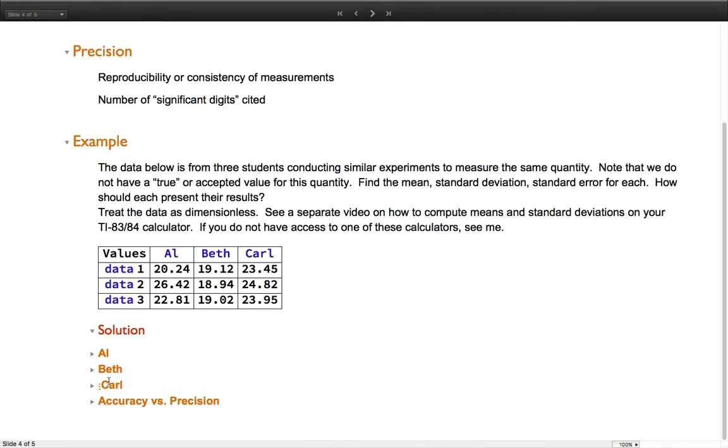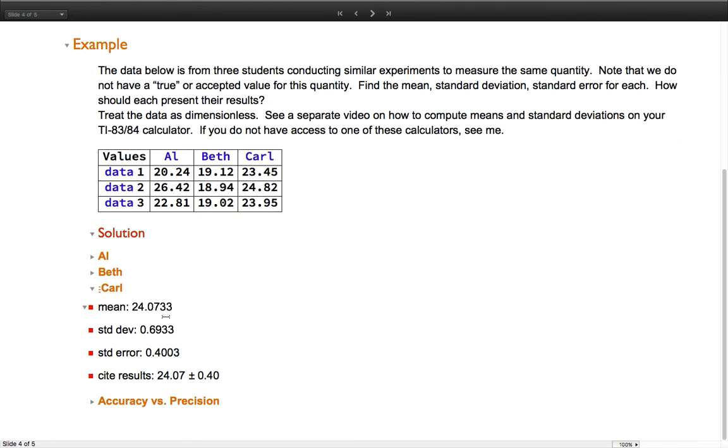Now let's consider the last one, Carl. Do the same calculation for Carl, and here we get his mean, his standard deviation, and his standard error. And the standard error is 0.040, so that is his alpha, and his alpha's last digit is the hundredths place, so he has to round off his result to the hundredths place. So this is Al's. This is Carl's.